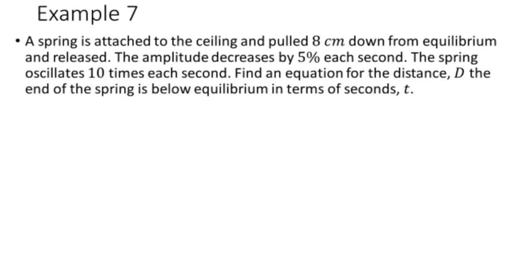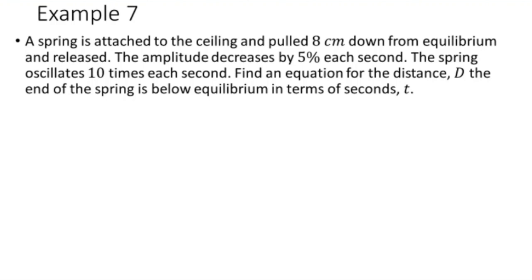A spring is attached to a ceiling and pulled 8 centimeters down from equilibrium and released. The amplitude decreases by 5% each second. The spring oscillates 10 times per second. We want to find an equation for the distance d the end of the spring is below equilibrium in terms of seconds t.